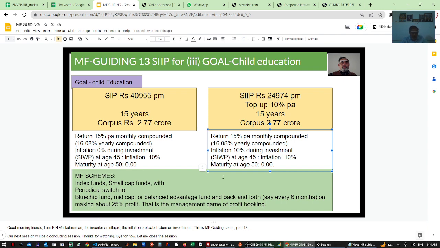The mutual fund schemes wherein we have to invest are index funds or small cap funds, which can give return more than 15% per annum, with periodical switching. That is, you start investing in index fund or small cap funds, with periodical switching to blue chip fund or mid cap fund or balanced advantage fund, and back and forth. When the market value is down by 5%, or every 6 months, we can rebalance it. You have to play the management game of profit booking.